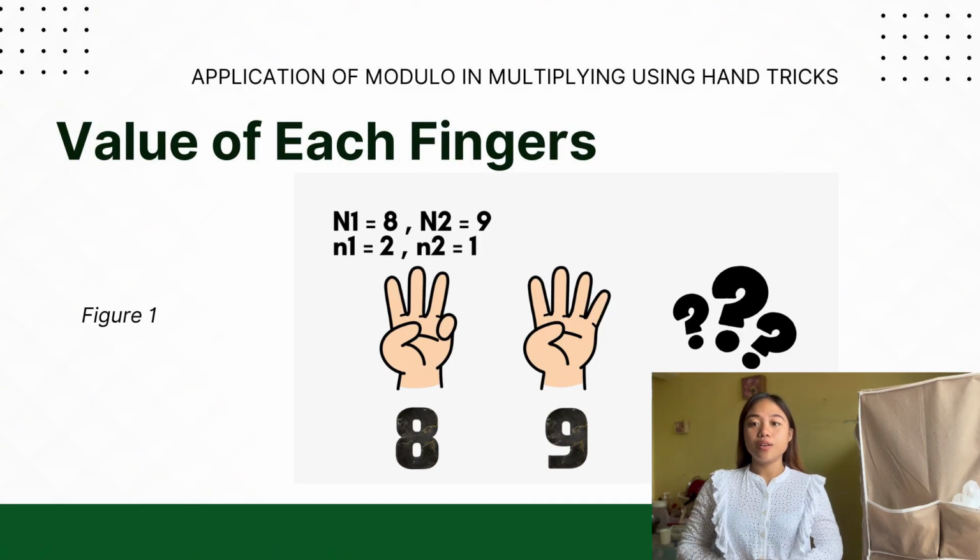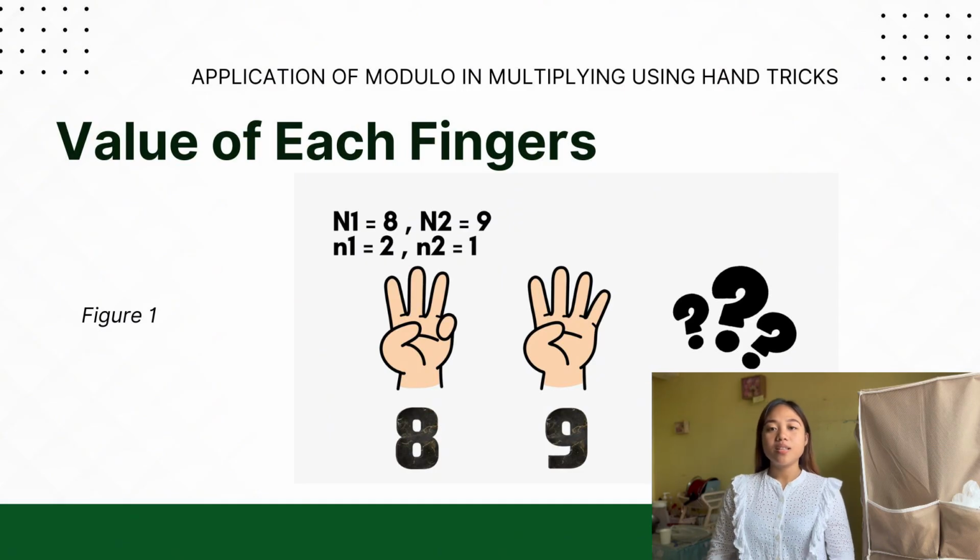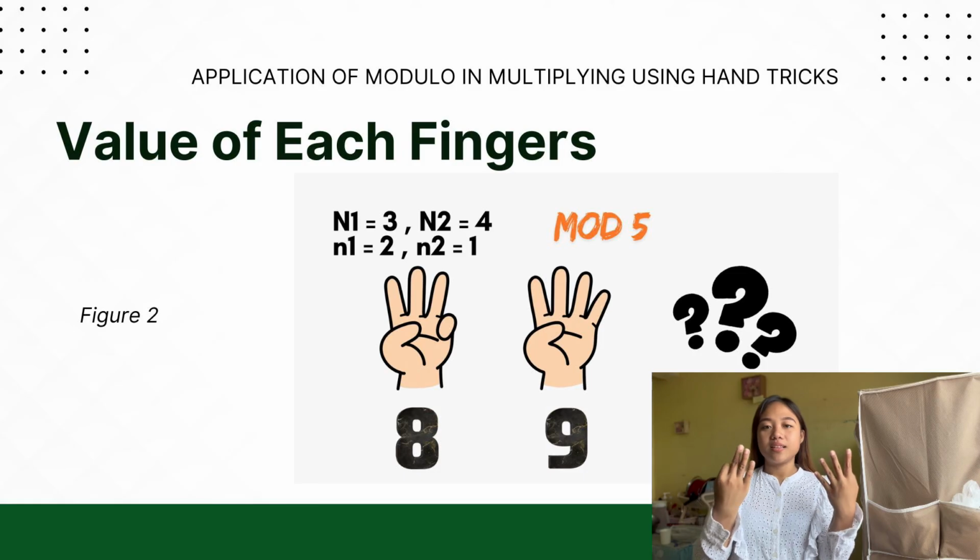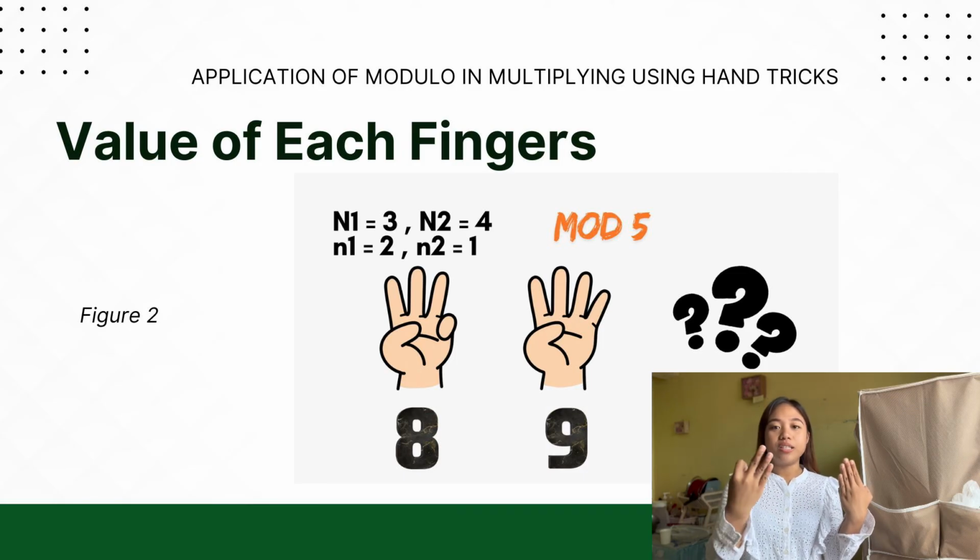Here we have our example. N sub 1 is equal to 8, n sub 2 is equal to 9. And then we have small n sub 1 equal to 2, small n sub 2 equal to 1. So, how did it happen? Here we have 8 times 9. This is our n sub 1 and n sub 2. So, why 3? Because 8 is equal to 3 and 9 is equal to 4. That's why we have 3 and 4.